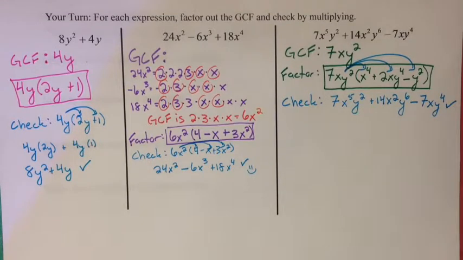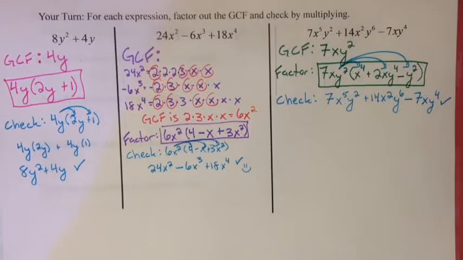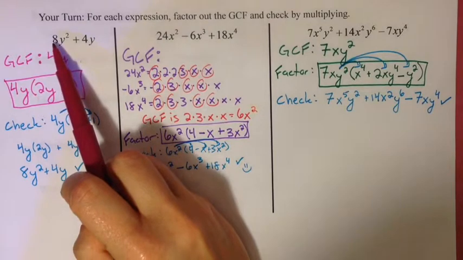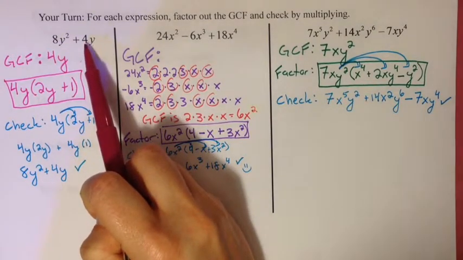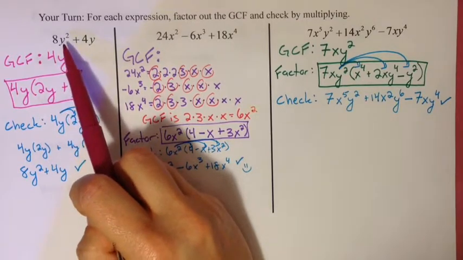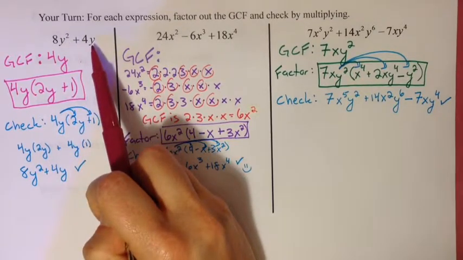And we're back. Let's go ahead and take a look at these problems together. My first example is 8y squared plus 4y. Now our first step is to figure out what the greatest common factor is. I start by looking at the two numbers, 8 and 4. What's the biggest number that they both have in common? That'll be 4.